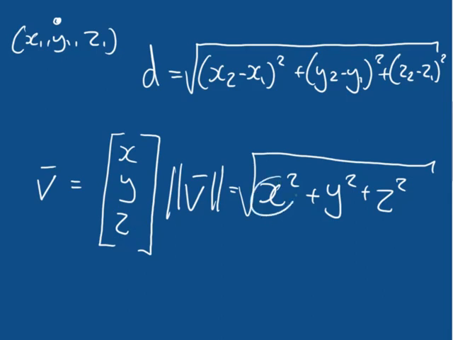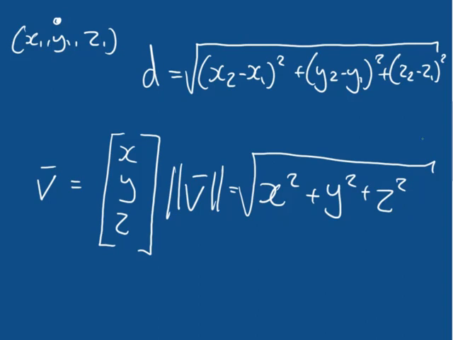It is the sum of the squares of each of our components. We then take the square root of that. So we square our first component, we add that to the square of our second component, we add that to the square of our third component, and then we find the square root of that result.